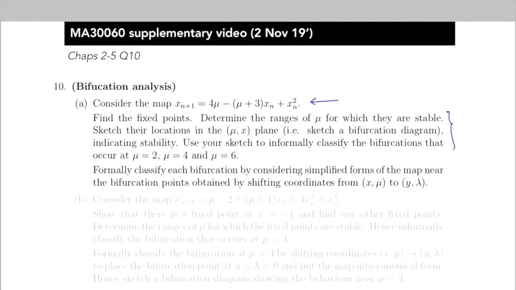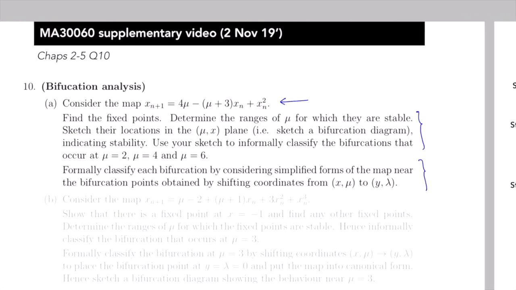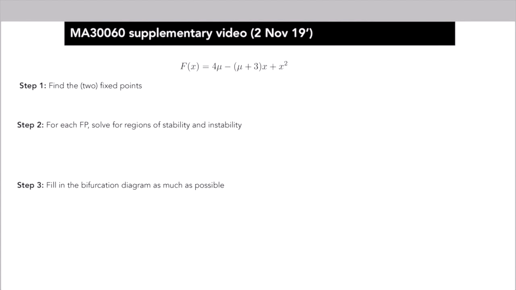In fact, all of the bifurcation diagram, and this is what this first part of the question is about. It's the second part of the question which ends up being a little bit more algebraically challenging. So I've split it up for you into these 5 steps in order to do the question. Okay, you take the function f of x, and in step 1, you do the usual thing and solve x equal to f of x to find the fixed points.